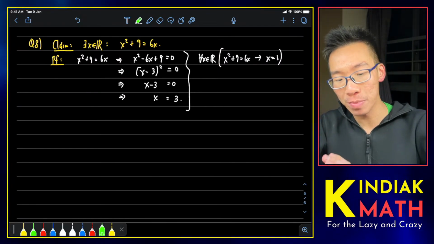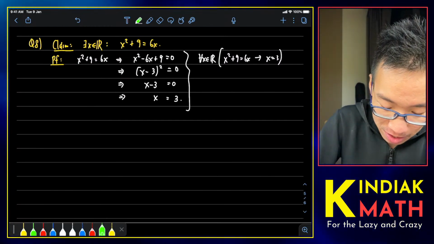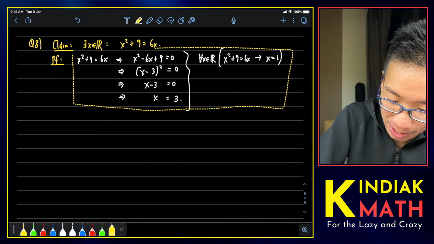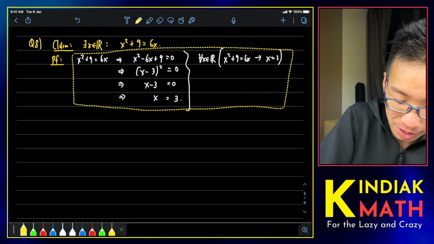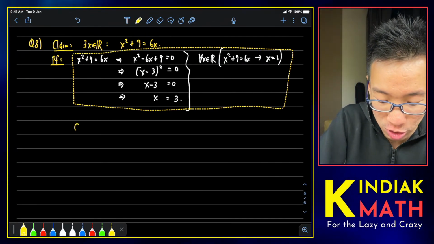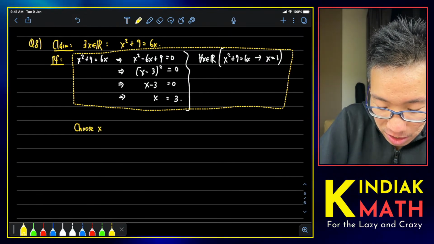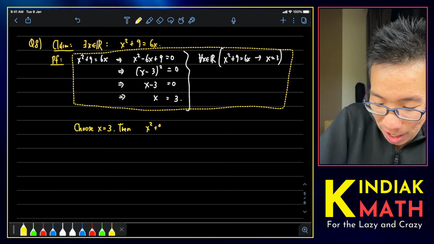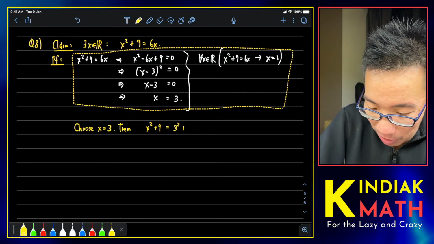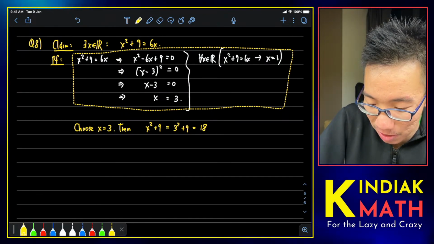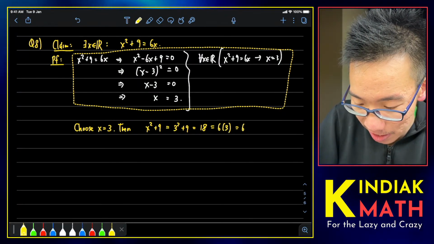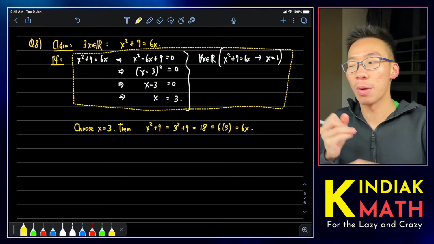So this is working. This is actually fair working, except that it's not really a proof. So I'm just going to dotted line this here, and therefore now prove it properly. So we're going to choose x equals 3. Then x squared plus 9 is going to be 3 squared plus 9, which is 18. That is equal to 6 times 3, which is 6x. And that's how we prove it.